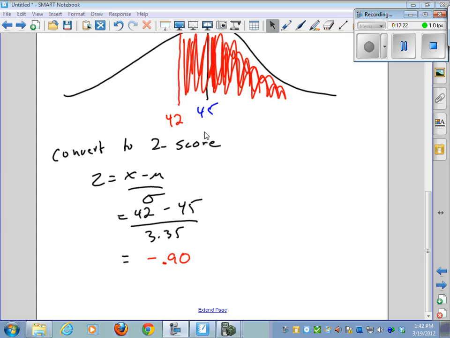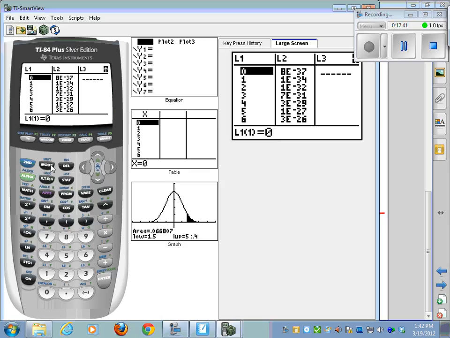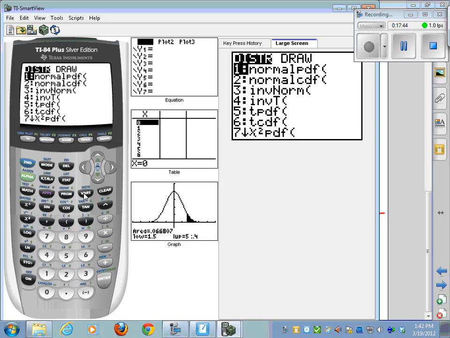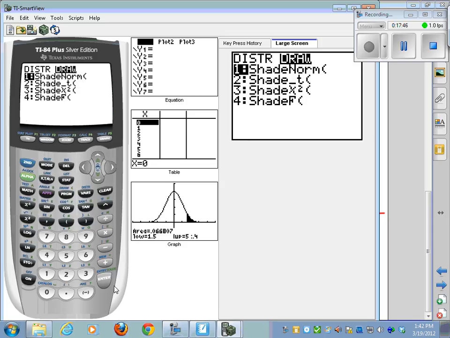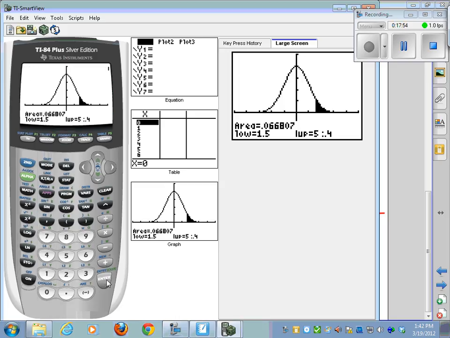Okay. So now what I want to do is I want to shade from left to right. So I'm going to redraw this here. I'm going to shade from minus 0.9 all the way to, what's the uppermost bound? 5, right? So I'm going to shade norm that. Second function distribution, draw, shade norm, minus 0.9 to 5. We should get a value that's bigger than 50%. In fact, it's 81.6%.